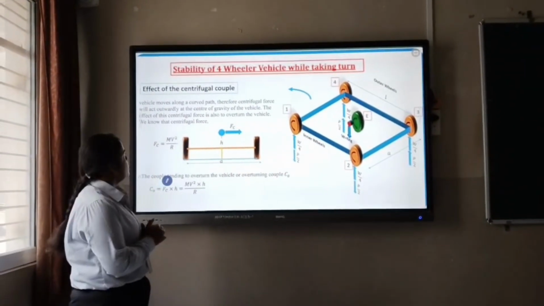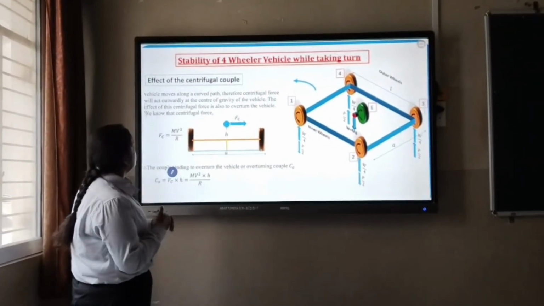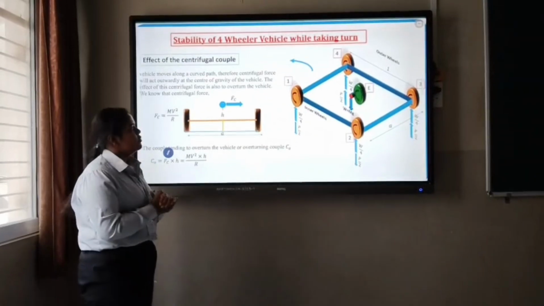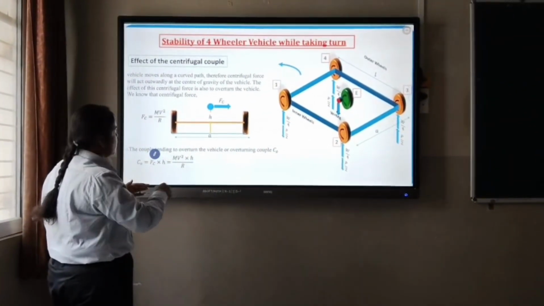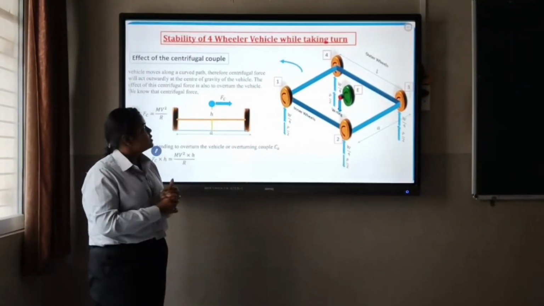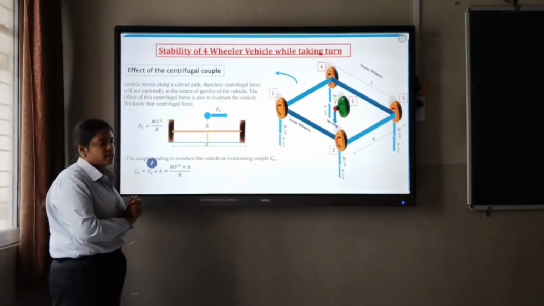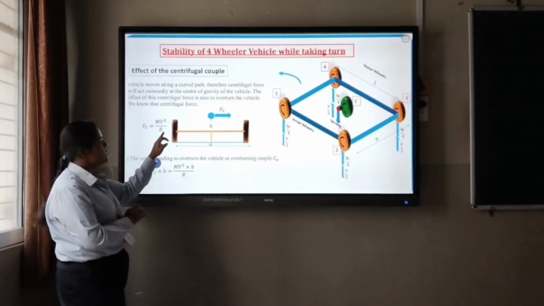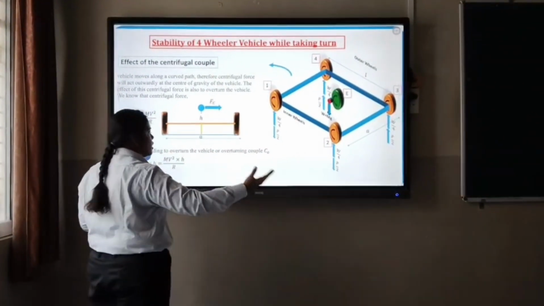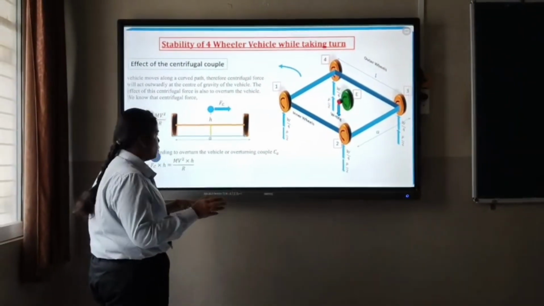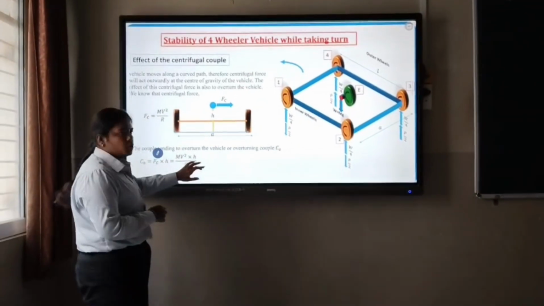Then the centrifugal couple will also act on the vehicle. The vehicle moves along a curved path, therefore centrifugal force will act on the center of gravity of the vehicle. The effect of centrifugal force is also to overturn the vehicle. As we know, the centrifugal force equation is F equals mv square divided by r. The couple to overturn the vehicle, the overturning couple CO, equals FC into H, equals mv square divided by r into H.